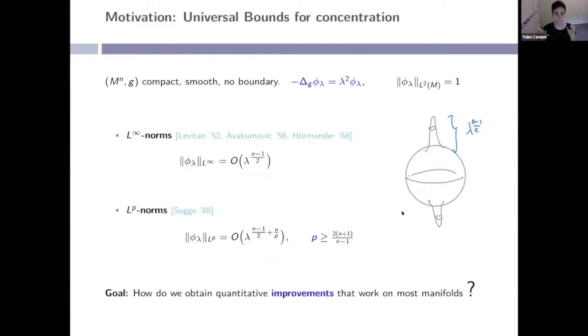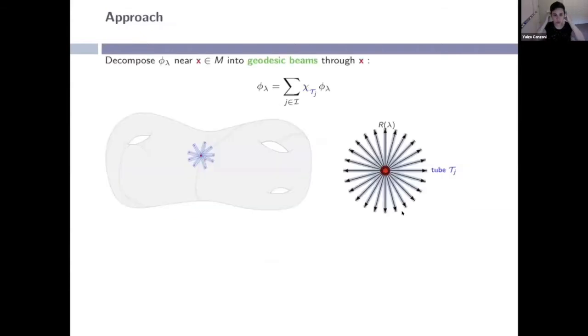So before explaining how to improve on these bounds, what I want to do is to explain what the geodesic beam techniques that we've been developing are about. So in this slide, what I'm doing is exactly that. We are going to fix a point X on the manifold, and we are going to decompose our eigenfunction near the point X. And this is important. This is not a global decomposition for the eigenfunction. This only works locally. And the way in which we are going to decompose the eigenfunction is as a superposition of what we call geodesic beams.